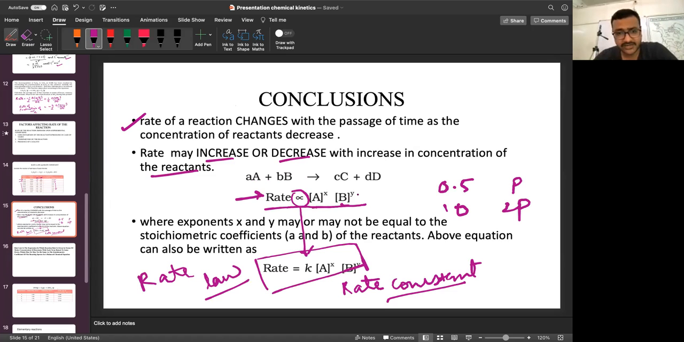From there we'll classify molecularity and the order of the reaction. Okay, the X and Y depict the order of the reaction, and this X and Y value is necessarily an experimental value. Okay, it may or may not be equal to the stoichiometric coefficients, but X and Y cannot be calculated theoretically. It has to be calculated using experiments.